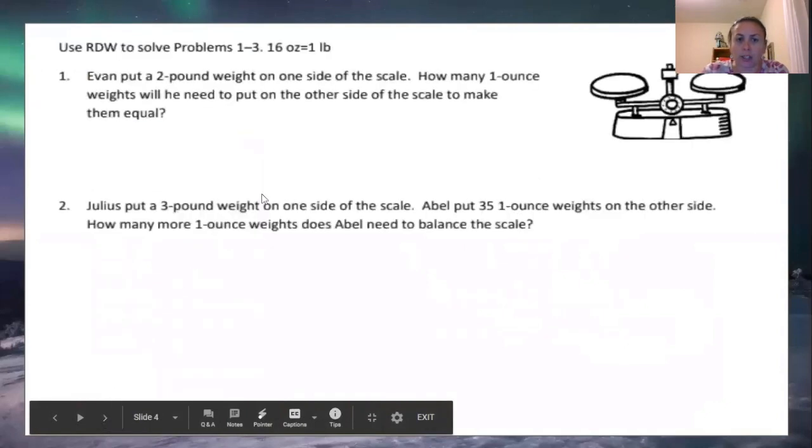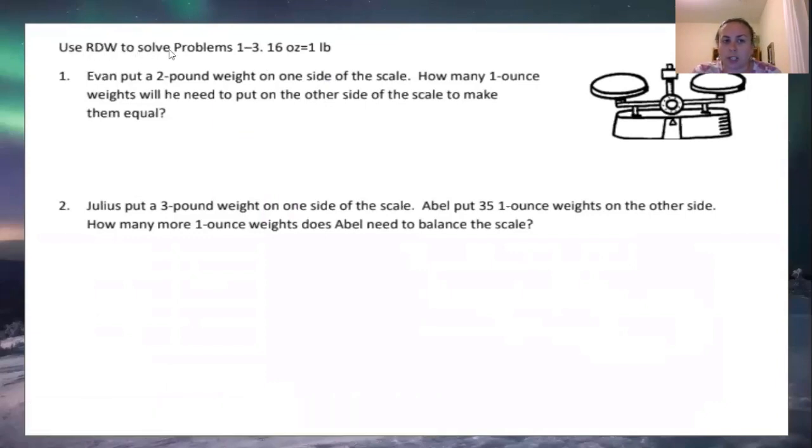All right, for the next one, we have some practical problems here. And we're going to use the read, draw, write strategy. And we need to know that 16 ounces is equal to 1 pound. So our first problem, Evan put a 2-pound weight on one side of the scale. How many 1-ounce weights will he need to put on the other side of the scale to make them equal?